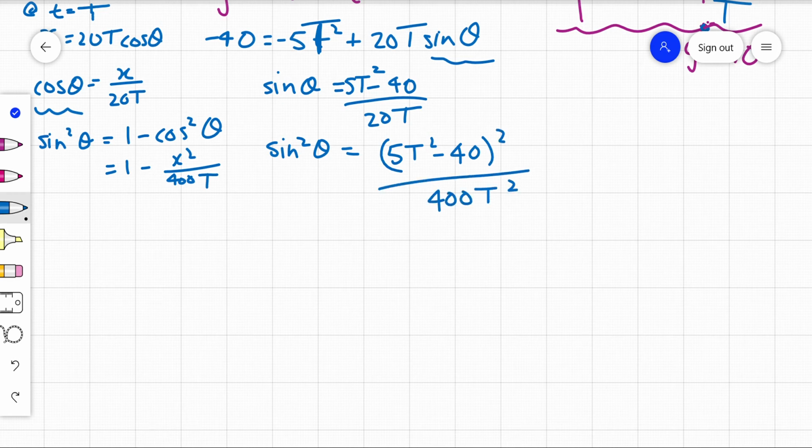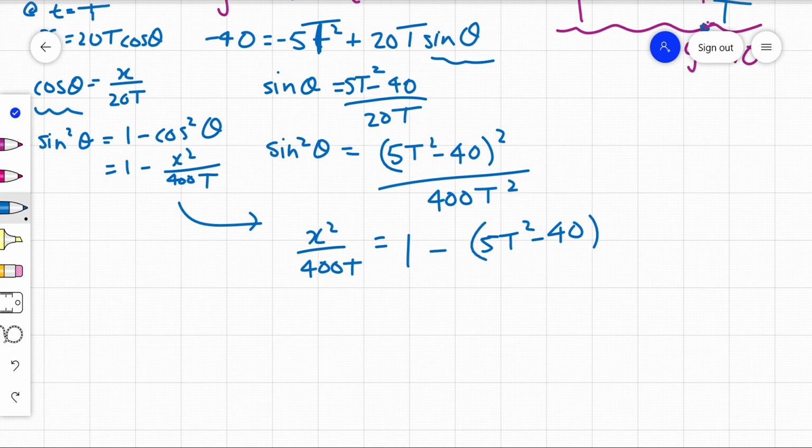All right, so what did we say sine squared was? Let's sub that in here. So x squared on 400T squared would equal 1 minus all this stuff. Is that right? Did I forget to just square that? I did. So that should be x squared. There we go. That's better.